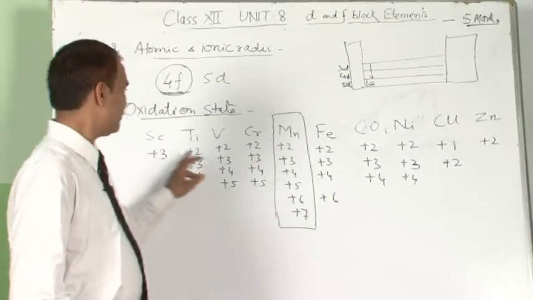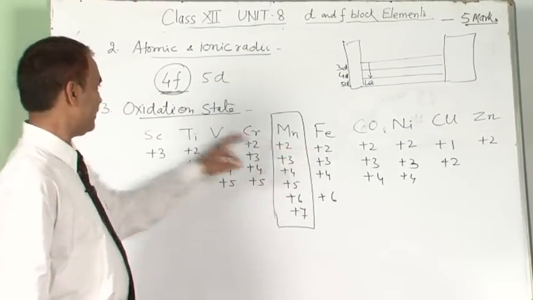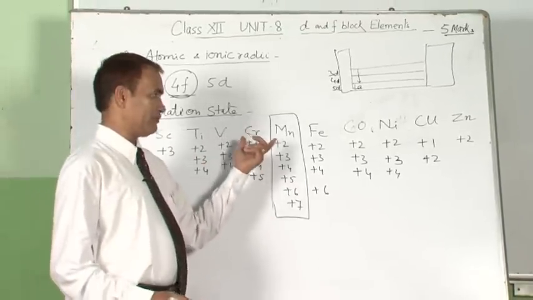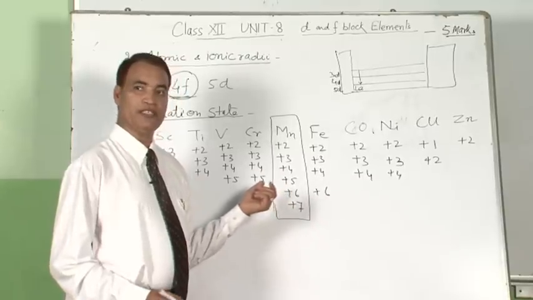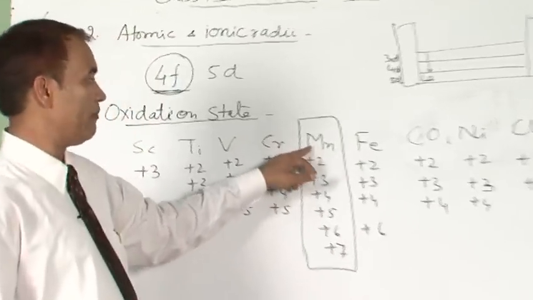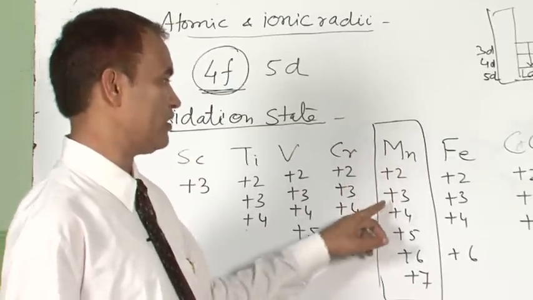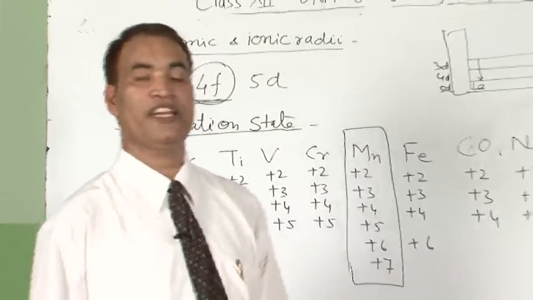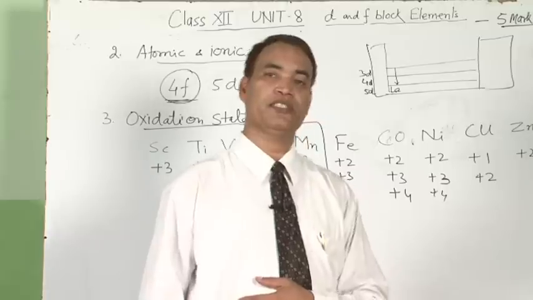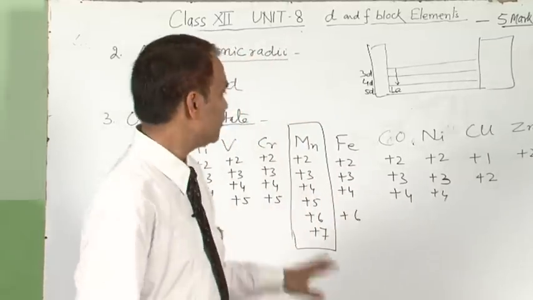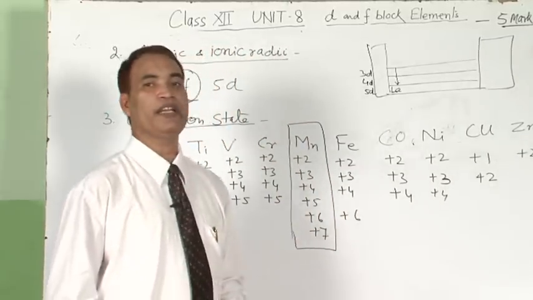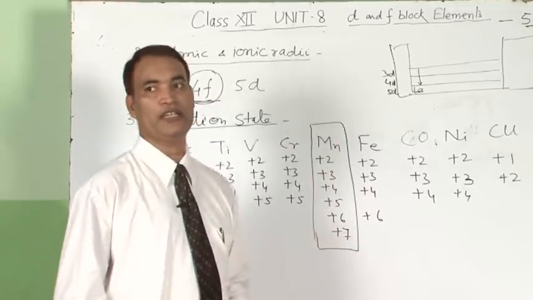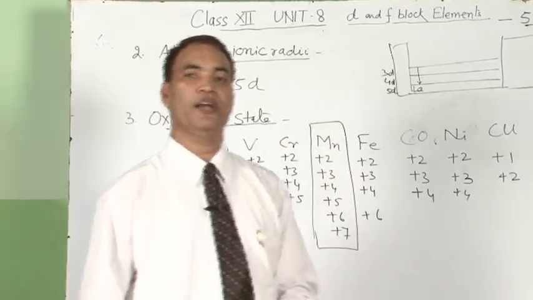Here we see the variable oxidation states of 3d series elements. The question is asked, which element of 3d series shows maximum oxidation state? The answer is clear. It is Mn, because it shows +2, +3, +4 up to +7. Why does Mn show maximum variable oxidation state? This is due to the presence of maximum unpaired electrons in d orbital. If you write the electronic configuration of Mn, you will find 3d5, that is 5 unpaired electrons.